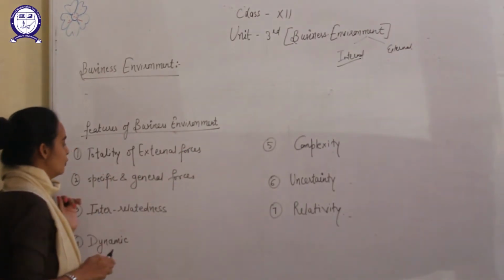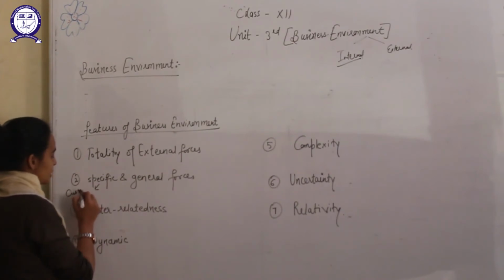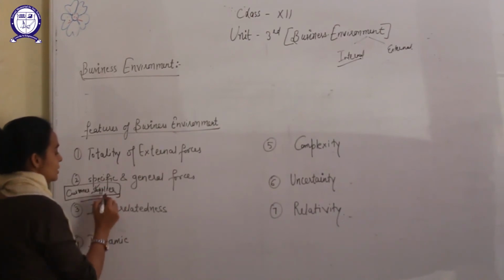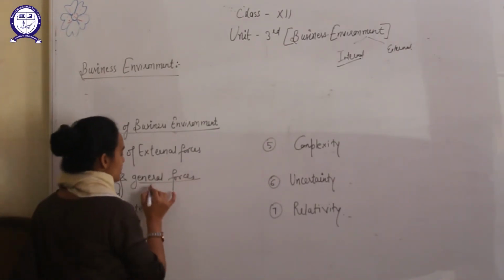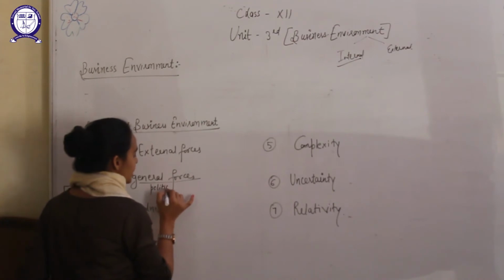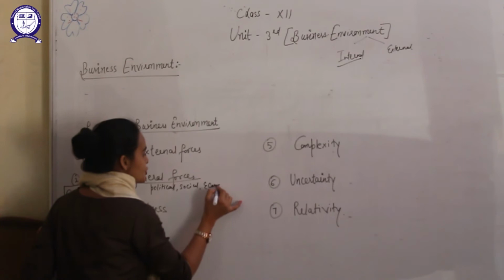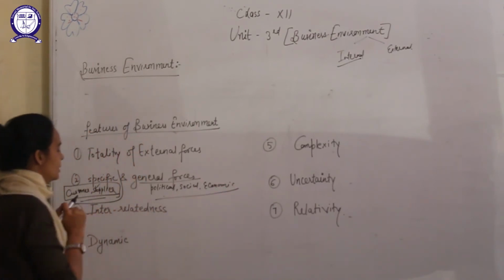Specific and general forces. Specific forces like customers of the organization, suppliers of the organization, competitors, these factors affect the organization directly. And general forces like political environment, social environment, economic environment, natural environment, these affect it indirectly. Clear?